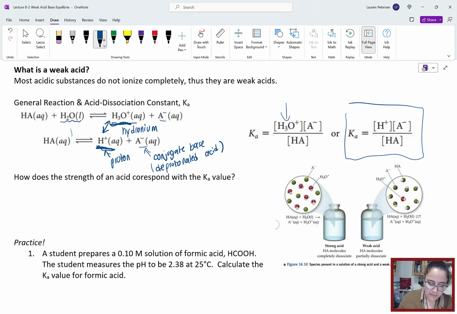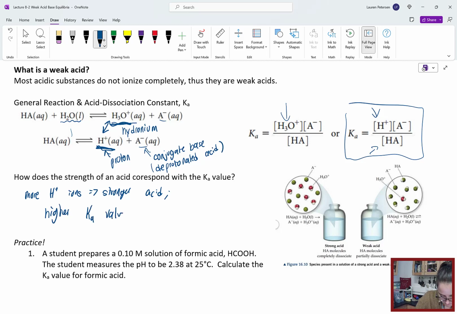So, in thinking about how the strength of an acid compares with its Ka value, well, we know K is the products, which include that H+, over the reactants. And so, since the more H+ ions you have, the stronger the acid, that means that the higher the Ka value, the stronger the acid.